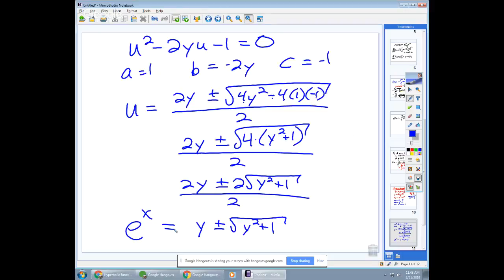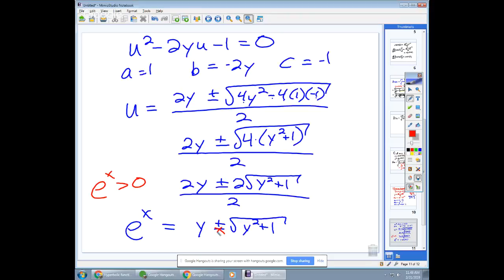e to the x can never be negative. If you put a negative number in there, you get like 1 over e or 1 over e squared. It's still positive. So it can't possibly be negative. That's going to lead to imaginary numbers. So because e to the x has to be greater than 0, always, if you want to work with real numbers, that means that negative has to go away. Otherwise, we're stuck with complex numbers.